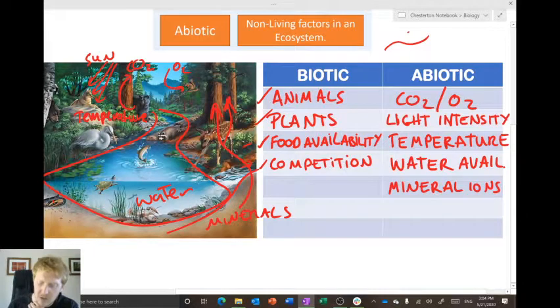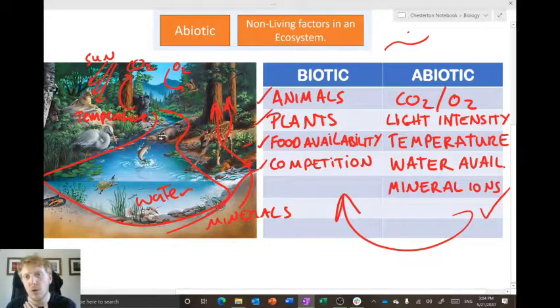So abiotic factors are usually harder to spot, but they are critically important to the survival of all the organisms in an ecosystem.